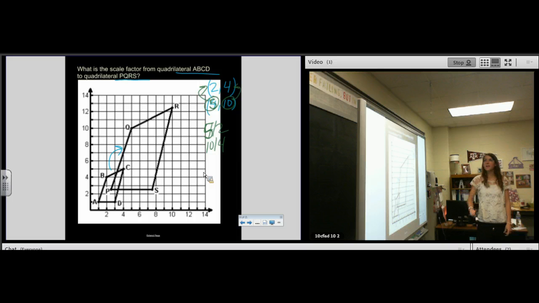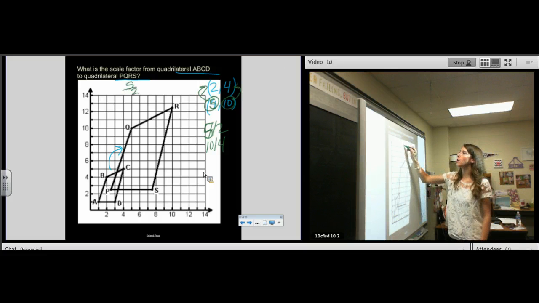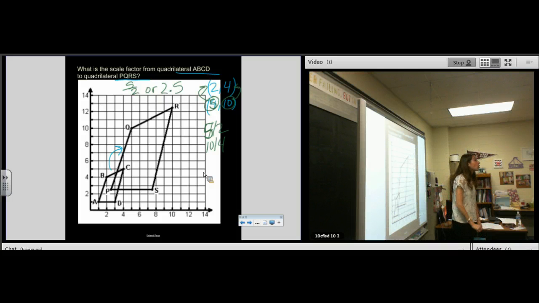What is the scale factor? 2.5. 5 halves. Both of these equal 5 halves. 5 halves, and 10 over 4 is 5 halves. Is it 2? 2.5, yes. Okay, so 5 halves or 2.5. That is the scale factor.